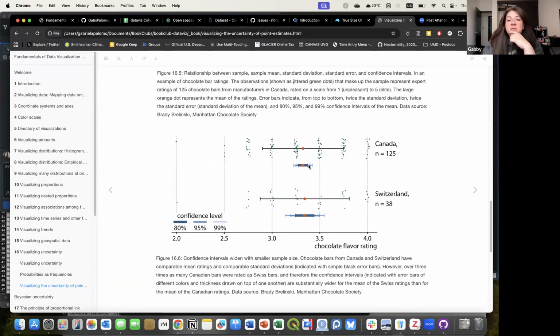This way, by using these three different colors and widths of the line, we have the opportunity to present and compare three different confidence levels within one plot. So that's actually very, very handy. The other thing to note here is that the larger your sample size, the narrower your confidence intervals are going to be.